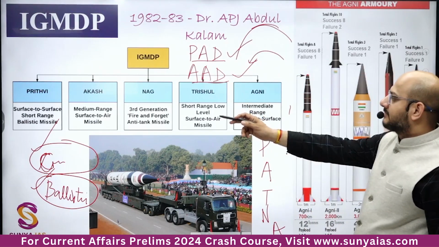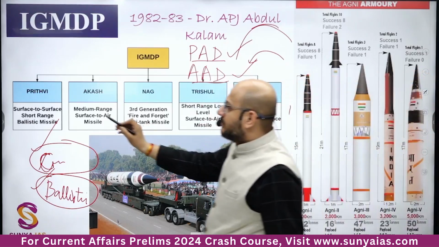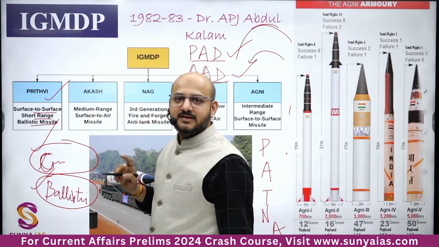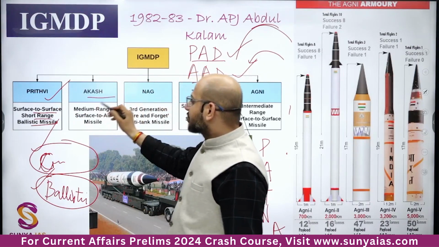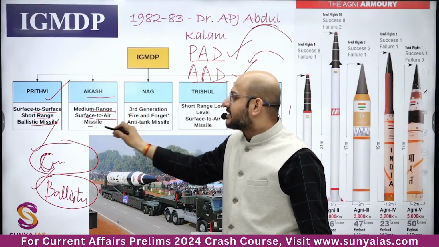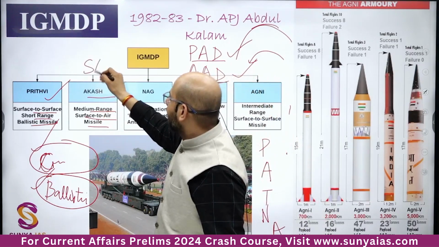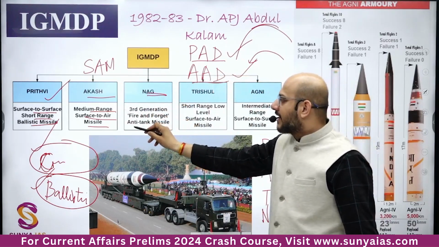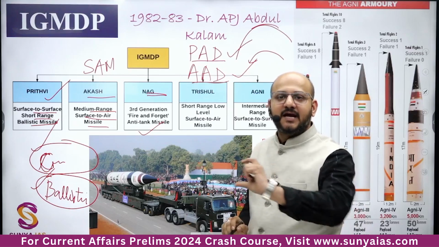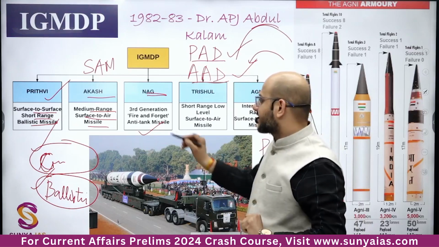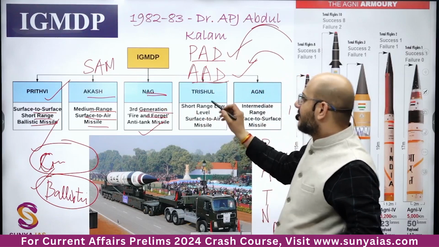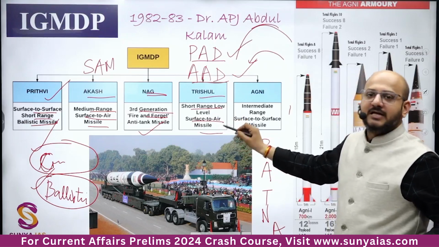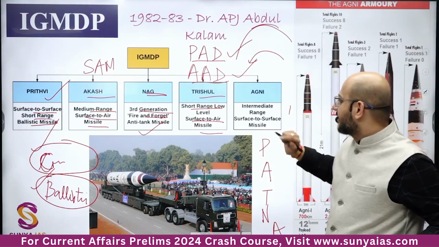ओके, पृथ्वी, आकाश. देखो, पृथ्वी मिसाइल, सरफेस टू सरफेस शॉर्ट रेंज बैलिस्टिक मिसाइल. आकाश, मीडियम रेंज सरफेस टू एयर, दिस इज ऑल्सो कॉल्ड एज सैम, सरफेस टू एयर मिसाइल. नाग, फायर एंड फॉगेट एंटी टैंक मिसाइल है. ये एक एंटी टैंक, अगर कोई टैंक से अटैक हो रहा है तो उसके लिए एंटी टैंक मिसाइल है, थर्ड जनरेशन फायर एंड फॉगेट मिसाइल. त्रिशूल, शॉर्ट रेंज लो लेवल सरफेस टू एयर मिसाइल.